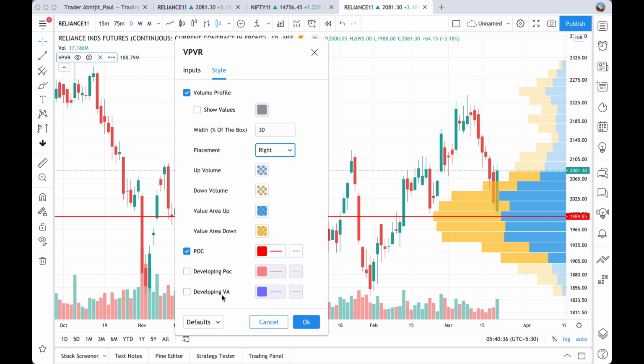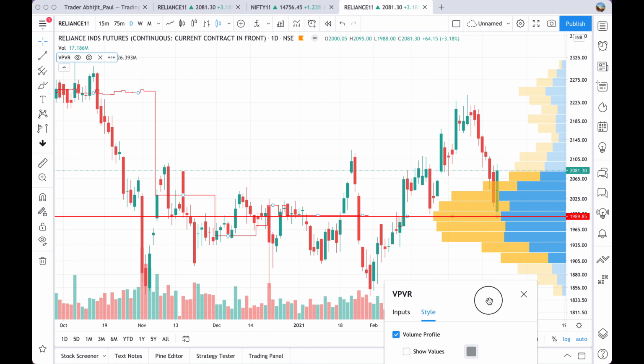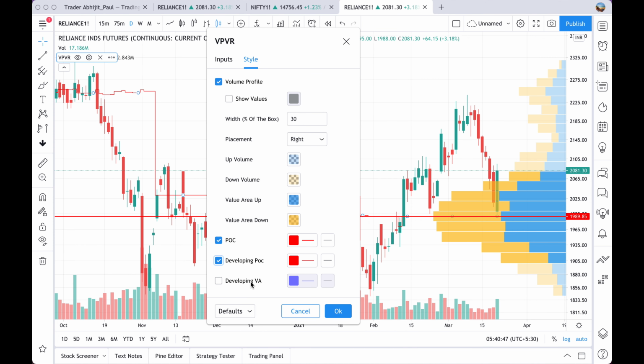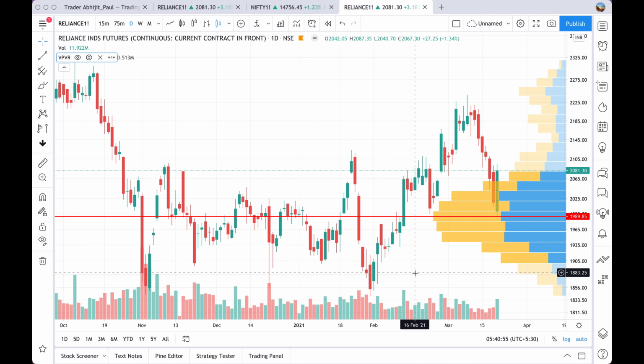Developing POC and developing VA is something that I'm not too sure about, so I do not use them. They generally look like this. It should ideally mean a level which is getting developed, but as I said, something that I don't understand completely, I would not like to use it, nor share my thoughts on it.